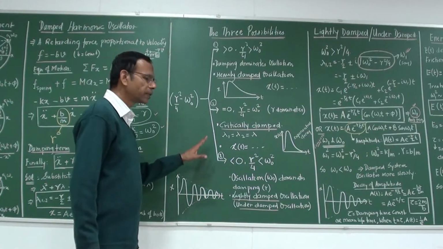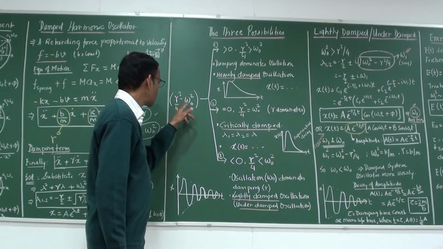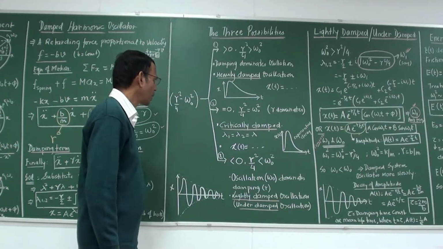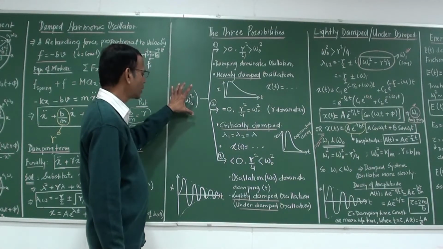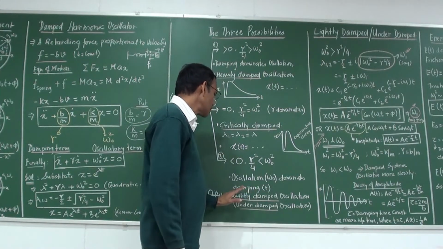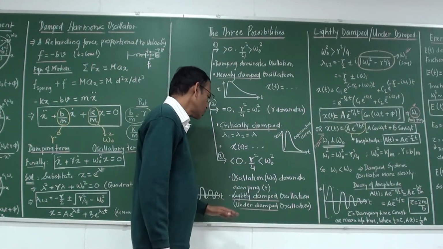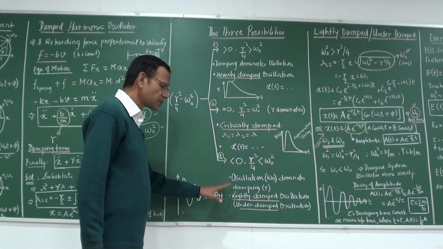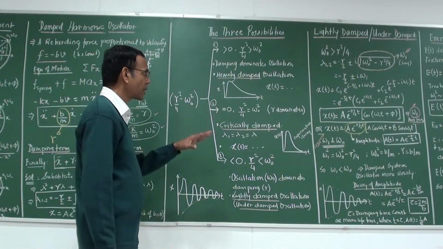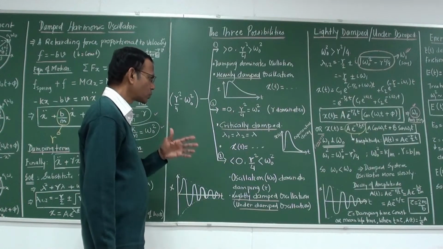Now we come to the third case. The third case is interesting. That is when gamma square by 4 minus omega 0 square is less than 0, that is, gamma square by 4 is less than omega 0 square. At that time, this quantity is less than 0. Here omega 0 dominates the damping term gamma. These kinds of motion we call lightly damped oscillations or underdamped oscillations. So we are interested to study these kinds of oscillations. Now in the next slide we will see the mathematics, the displacement term and other terms like the amplitude and how the amplitude decays, in detail.